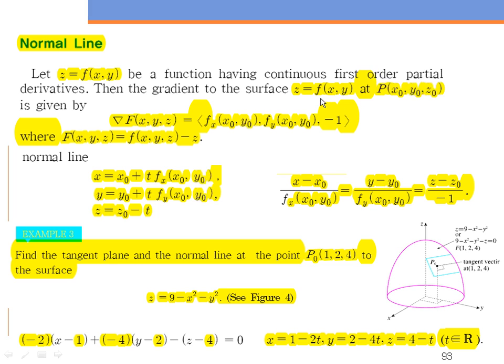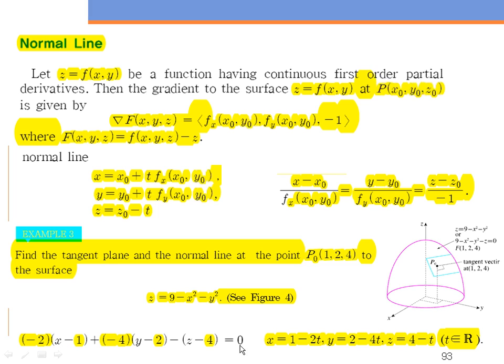Okay, g has been moved this way, so f of x, y minus g, and we wrote it as a capital F. The partial derivative of capital F with respect to g is minus 1. That's why this is minus 1. Okay, then use this information to find the tangent plane and the normal line at the point P naught to the surface of this.